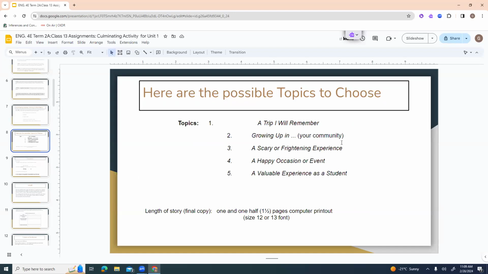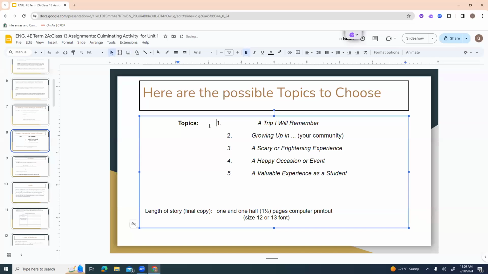Here are the possible topics. I don't know why that came unformatted. Hang on a second. 1, a trip I will remember. 2, growing up in your community. 3, a scary or frightening experience. 4, a happy occasion or event. 5, a valuable experience as a student.